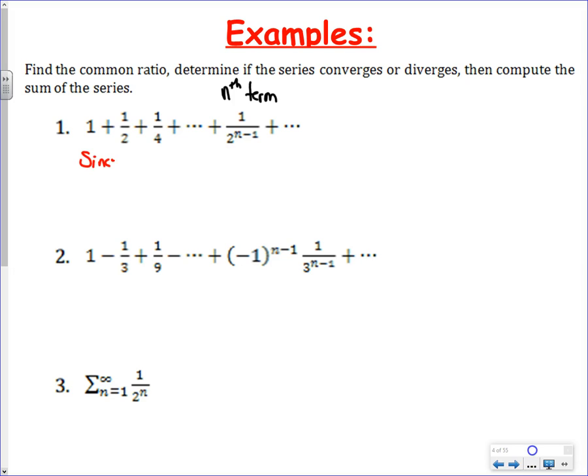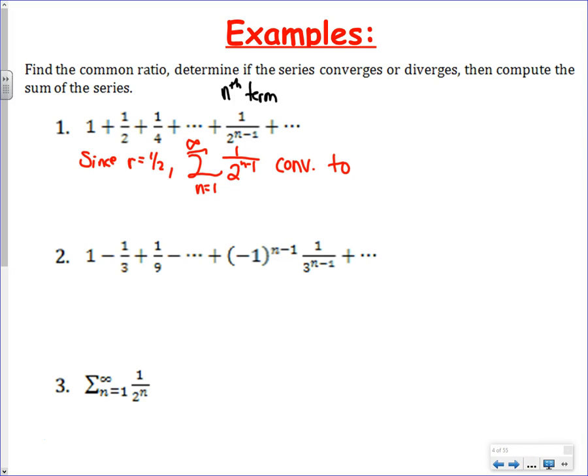1/2. Since R equals 1/2, the infinite series n equals 1 to infinity of 1 over 2 to the n minus 1. Wait, does this work? Plug in 1, 1 minus 1 is 0, anything to the 0 is 1. Oh, yeah, it works. Converges, right guys? 1/2 is less than 1.